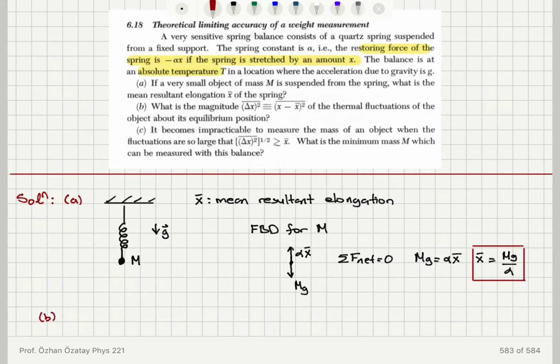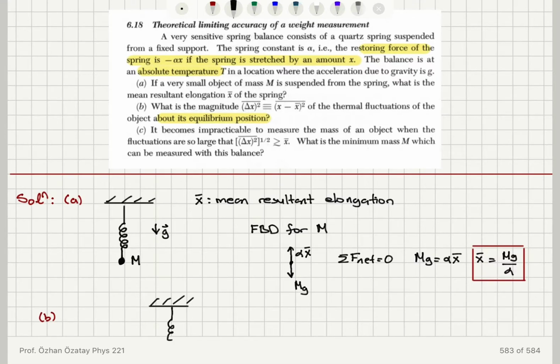So let's look at part B. What is the magnitude delta x square bar, which is x minus x bar square bar, of the thermal fluctuations of the object about its equilibrium position? About its equilibrium position. So now we have found the equilibrium position x bar, and we're going to have fluctuations of the spring about this equilibrium position. So let me look at this carefully.